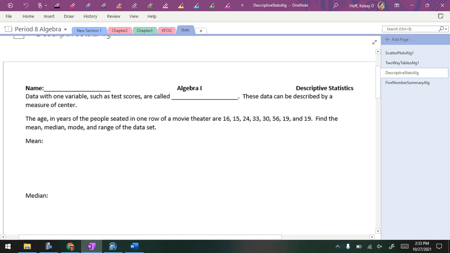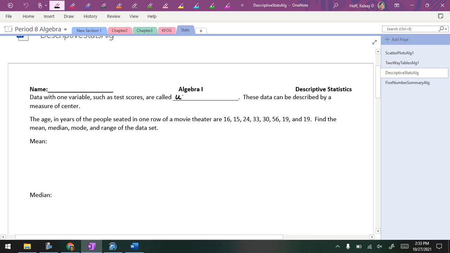Like so fancy when you know this. Data with only one variable, such as test scores, is called... No, it's called univariate. Univariate. Bivariate means there were two.